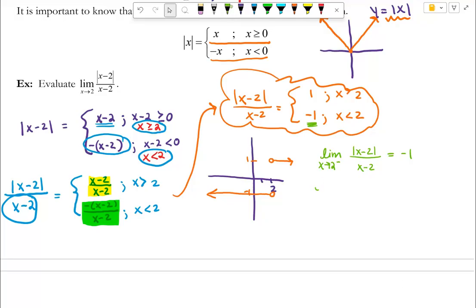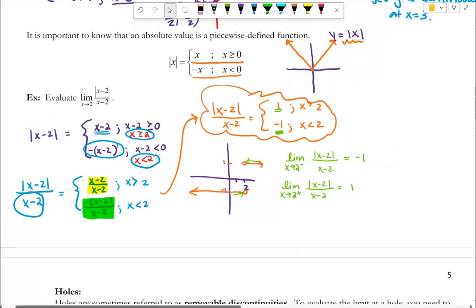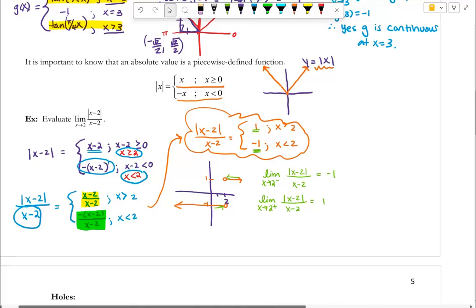As we approach from the other direction, so the limit as x approaches 2 from the right, well, that's just positive 1. Okay, so we could see that from our graph. As I approach 2 from the left, my y value is approaching negative 1. As I approach 2 from the right, my output's approaching positive 1, or we can do that analytically. So all that to say, the limit does not exist because those two numbers don't agree. So the limit as x approaches 2 is non-existent.